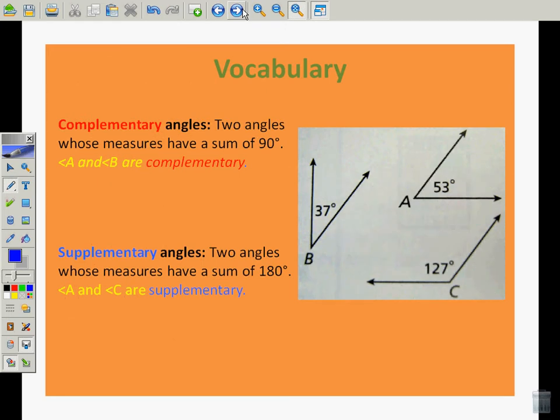Complementary angles: two angles whose measures have a sum of 90 degrees. There's a couple of different types of measurements that we talk about a lot in geometry. 90 is one of them. 180 is one of them. Complementary, 90 degrees. They go together.